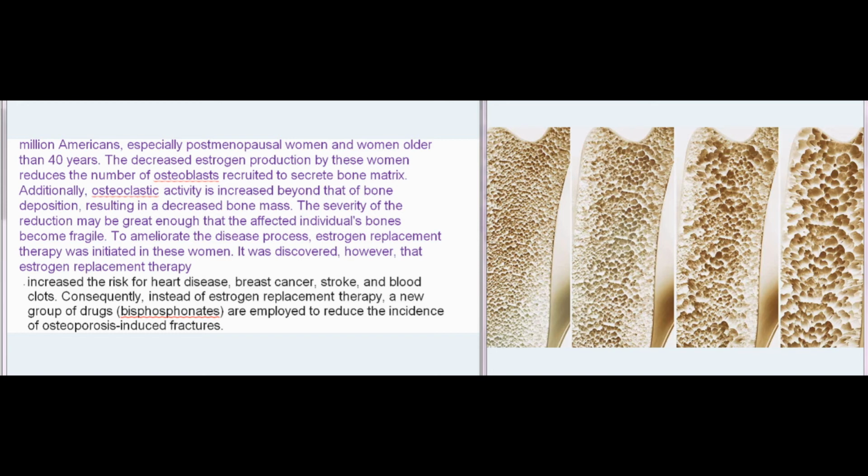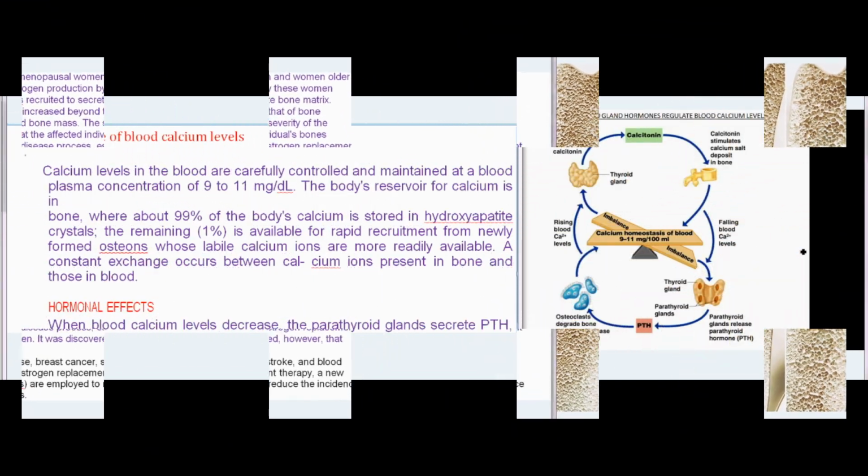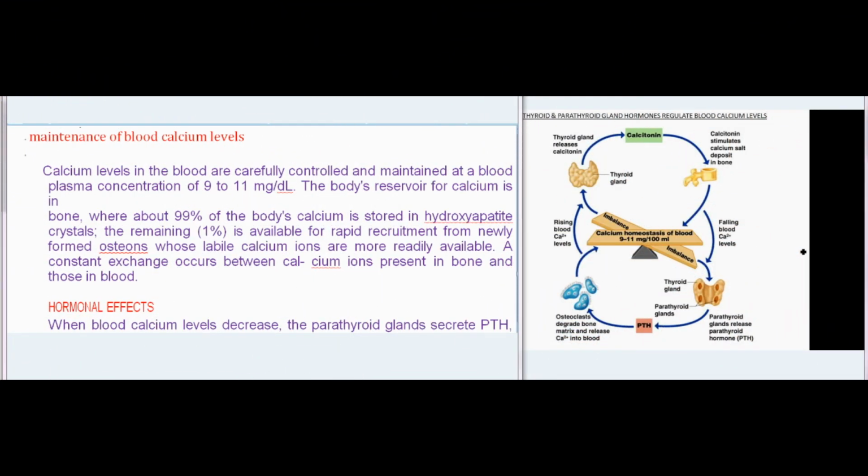To ameliorate the disease process, estrogen replacement therapy was initiated in these women. It was discovered, however, that estrogen replacement therapy increased the risk for heart disease, breast cancer, stroke, and blood clots. Consequently, instead of estrogen replacement therapy, a new group of drugs, bisphosphonates, are employed to reduce the incidence of osteoporosis-induced fractures. Maintenance of blood calcium levels.